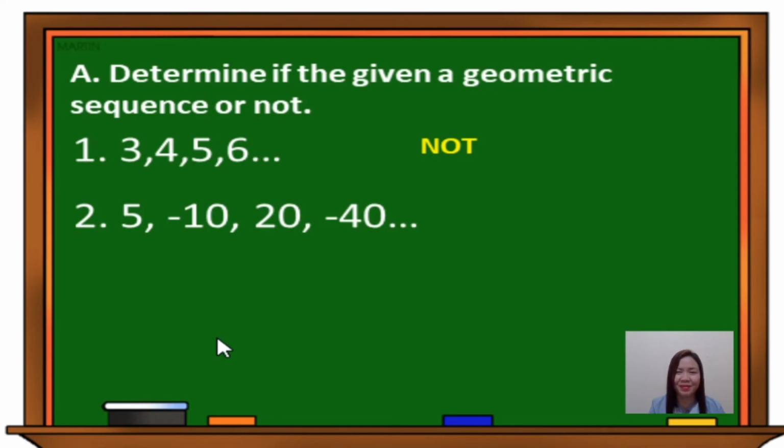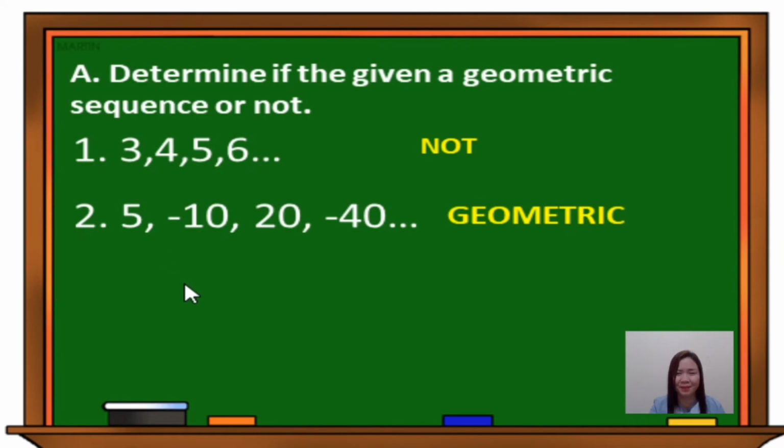Okay, so time is up for that. And the correct answer is geometric. So if it is a geometric sequence, what is their common ratio? So their common ratio is -2. So how? So again, -40 divided by 20 is -2. 20 divided by -10 is -2. -10 divided by 5 again is -2.